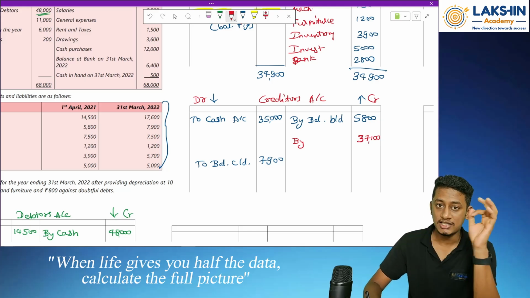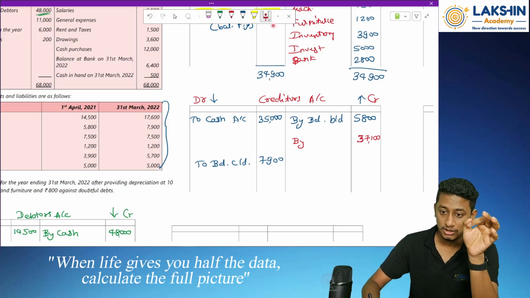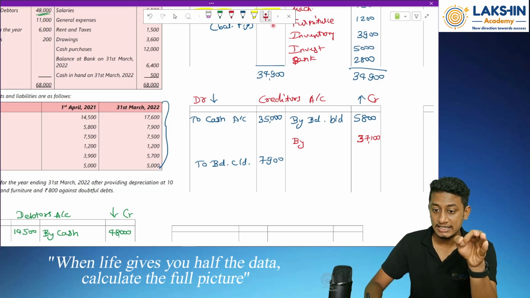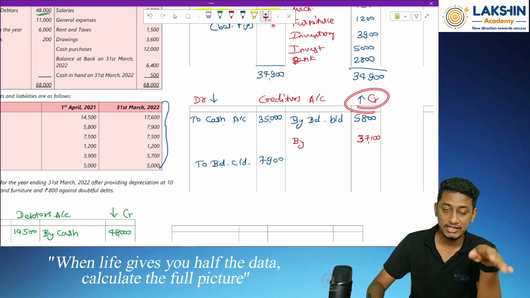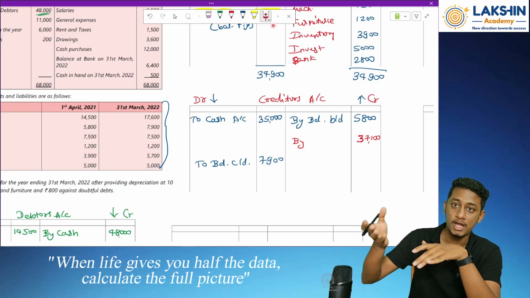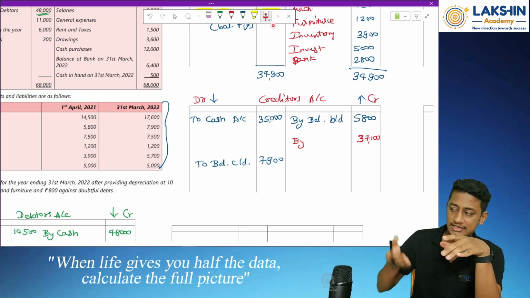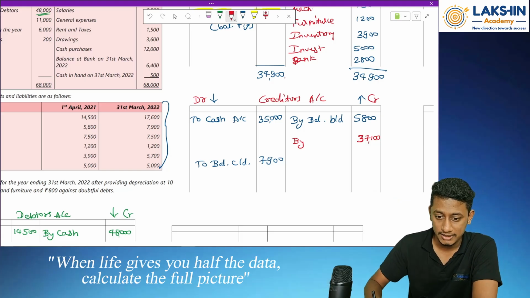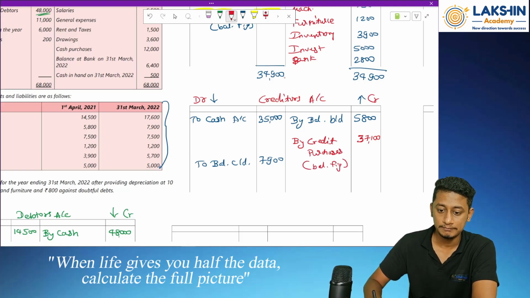So that means there's an entry that needs to be passed on the credit side. So tell me, in creditors account, what will increase the balance of creditors? That tomorrow I have to pay more. Whenever I make more credit purchases, the value of creditors will increase. So the entry will be by credit purchases. This is my balancing figure.